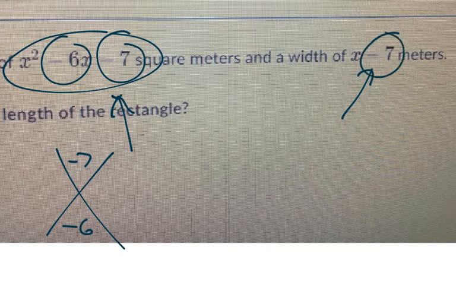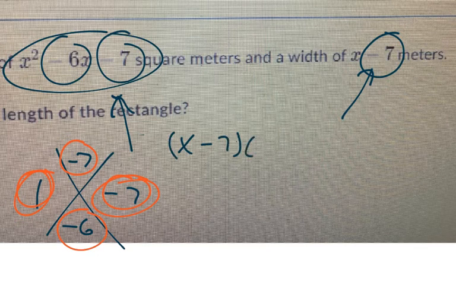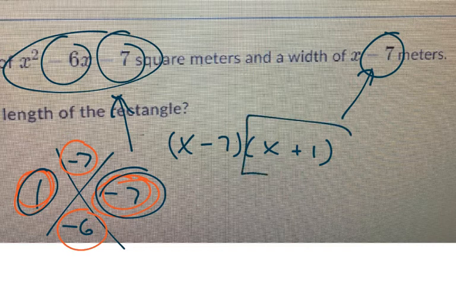And over here, they're telling me I need a negative 7, so the only way that's going to work is if I do 1 times negative 7. So check this out. 1 times negative 7 is negative 7. 1 minus 7 is negative 6. So the factor form, I hope you agree, would be x minus 7 for there and x plus 1 for there. And of course, this is all they wanted. They wanted what they called the length or the side, the missing side of the rectangle. How about that? So we got that one done.